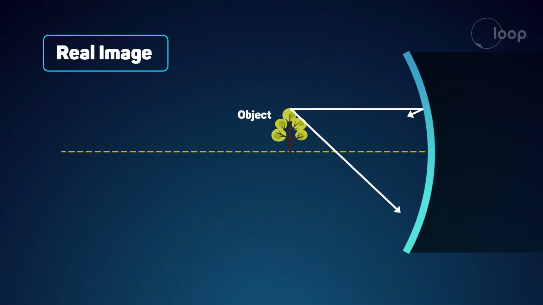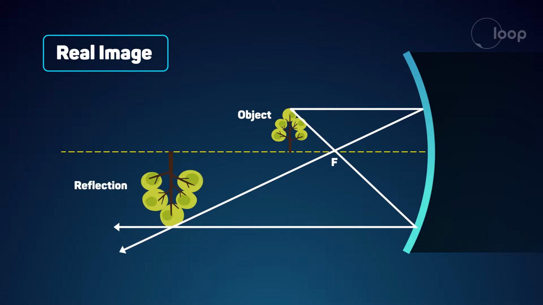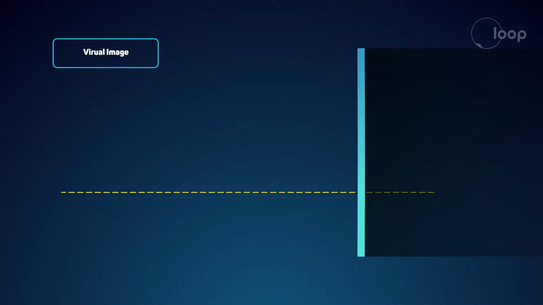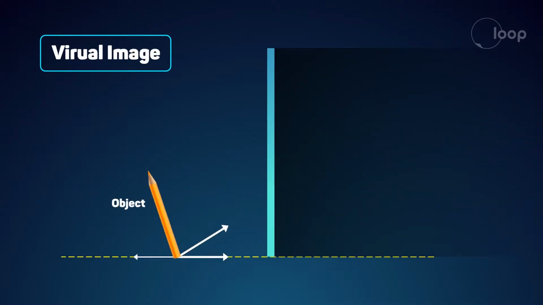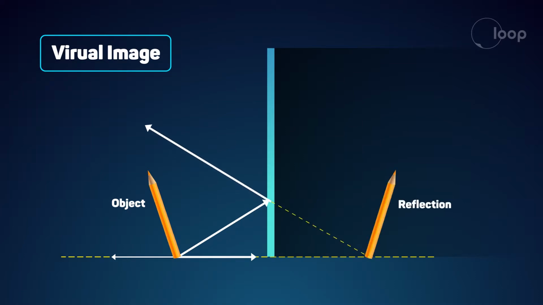There are two types of image, real and virtual. Real images appear in front of the mirror by use of concave mirrors, whereas plane mirrors are the only objects that show real objects as a virtual image and make it appear to live in the mirror.